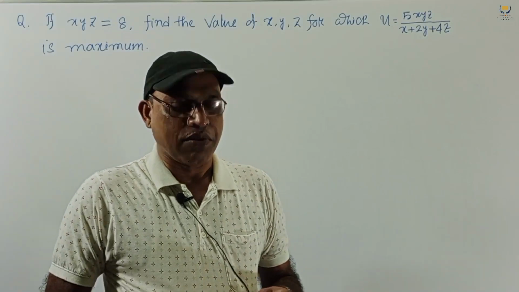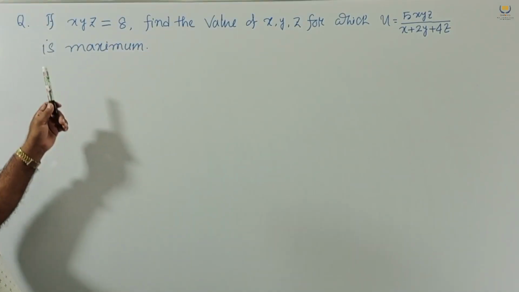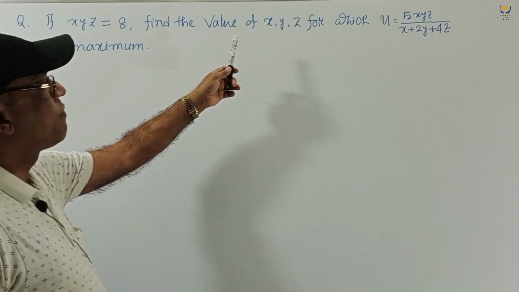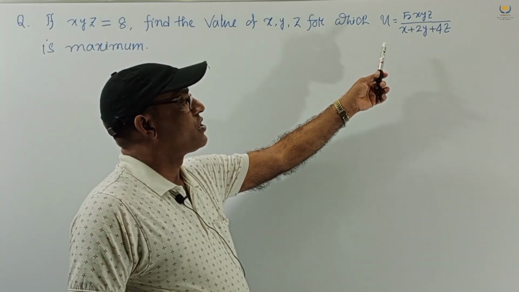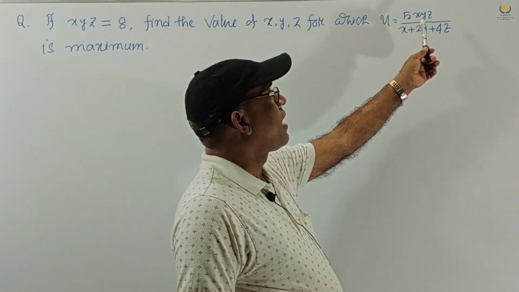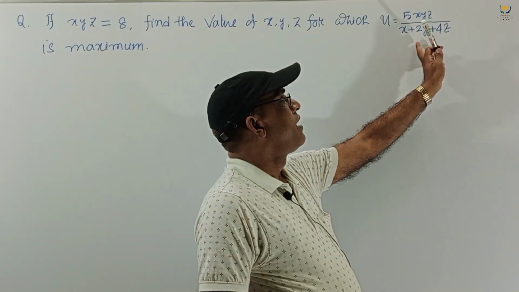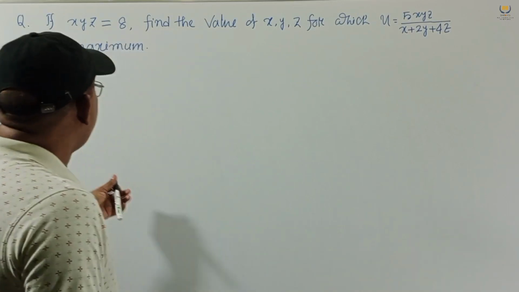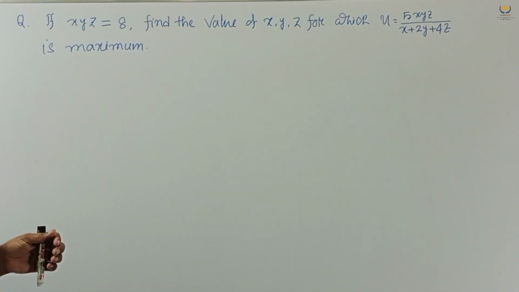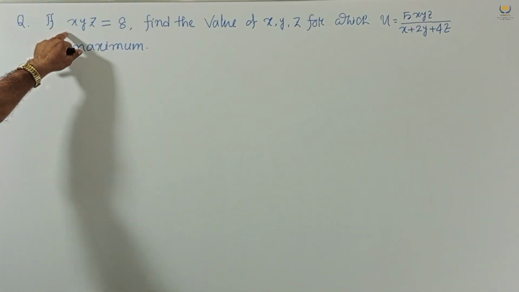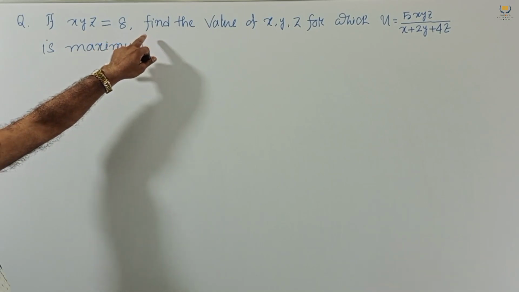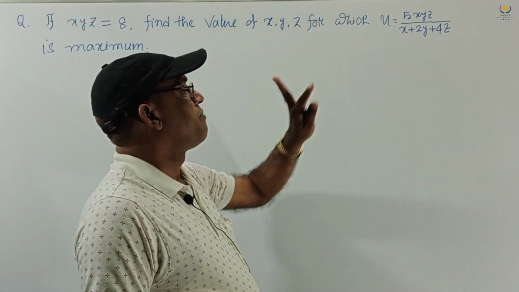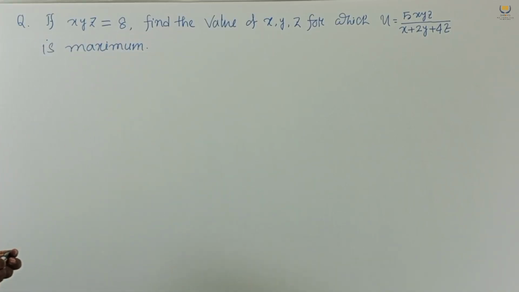Now let us consider one problem. If xyz equals 8, find the values of x, y, z for which u equals 5xyz by x plus twice y plus 4z is maximum. So we have one condition given, xyz equals 8. Find the values of x, y, z for which u is maximum. We have to find this.